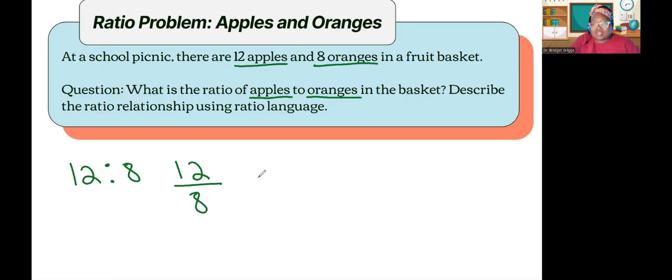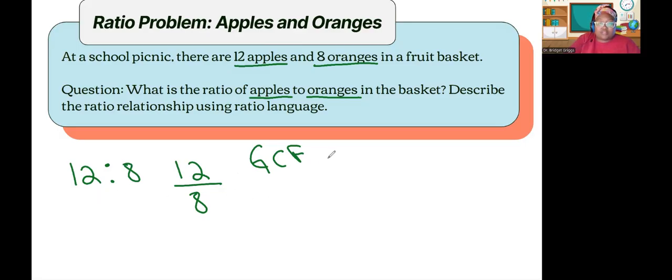That's going to be getting us into the second part of our question. So let's finish this first part first. So we do have the ratio of 12 to 8. However, just like a fraction, this can be reduced. And we want to use our greatest common factor to be able to reduce this ratio.